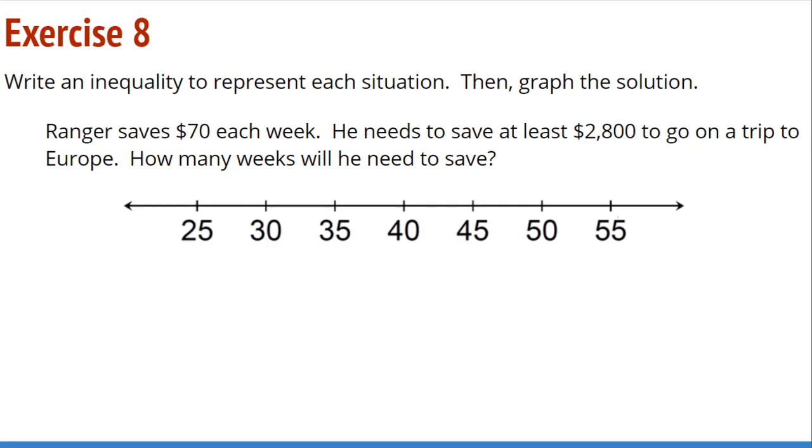Ranger saves $70 each week. He needs to save at least $2,800 to go on a trip to Europe. So he saves 70 each week. He's shooting for 2,800. How many weeks will he need to save?